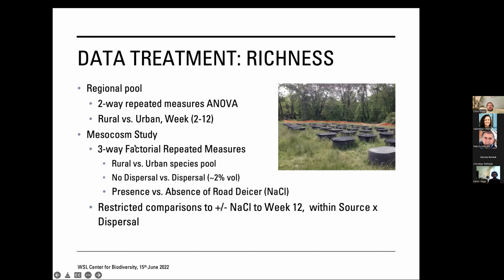For the mesocosm study, it was a three-way factorial: rural versus urban, dispersal versus not, and then the road de-icer. Now, the results I'm going to show you are restricted to comparisons on week 12, so just the end of the study, within source by dispersal. Okay, this is just to make things easier. So just what happened at the end. So what was the assemblage effect at the end?